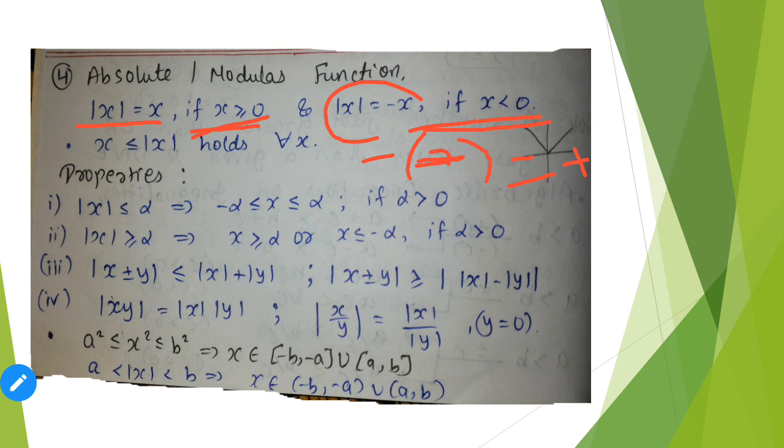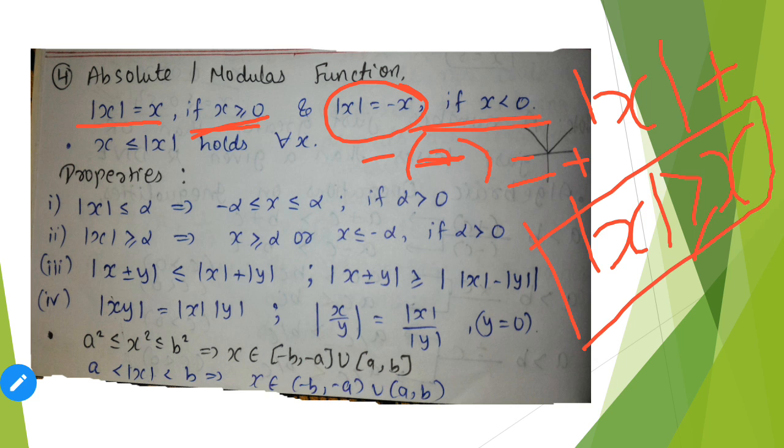So mod will always give a positive answer. Don't think that it is minus x; x is negative, so we are multiplying it by minus, which converts it into positive. X is always less than or equal to mod x. This holds true for all x, because x is positive or negative, but mod x is always going to be positive. So obviously mod x is greater than or equal to x. We can use this in many examples.